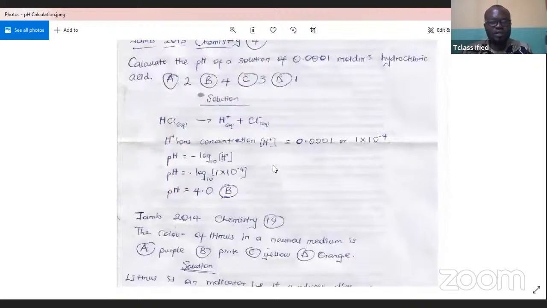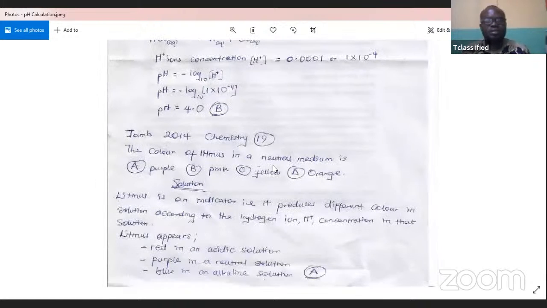Okay, so we have another question here. JAMB 2014 chemistry. The color of litmus in a neutral medium is: purple, pink, yellow, orange. Litmus is an indicator that produces different colors in solutions according to the hydrogen ion concentration in that solution.